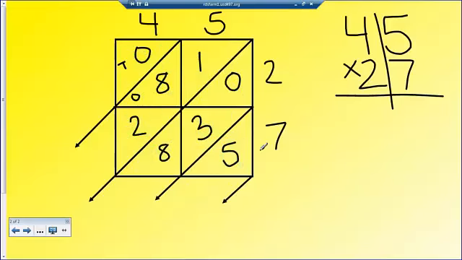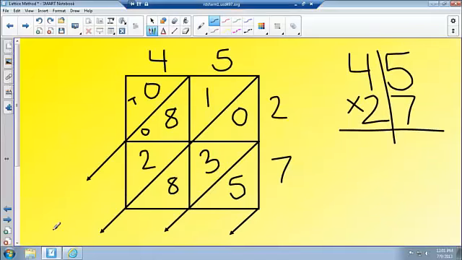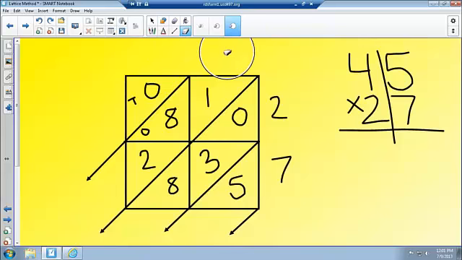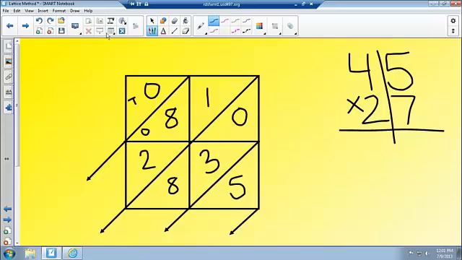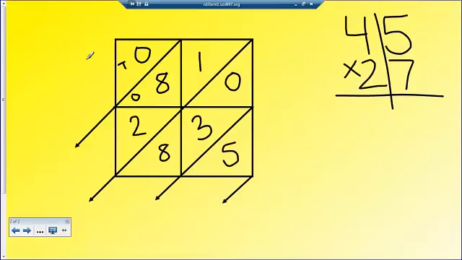To make things easier at the end, I'm now going to erase my factors on the top and the side, so that at the end, I know that I am finished with those numbers. The next step is to add up all of my numbers in my triangles, but I am going to add them up inside the diagonals.